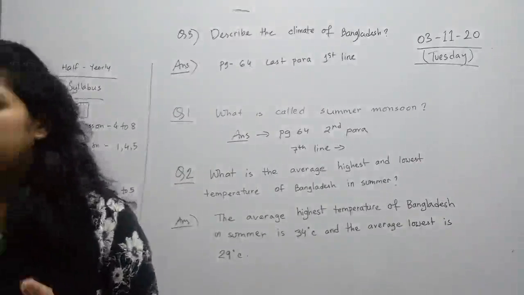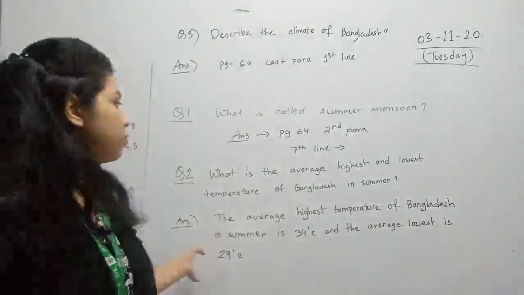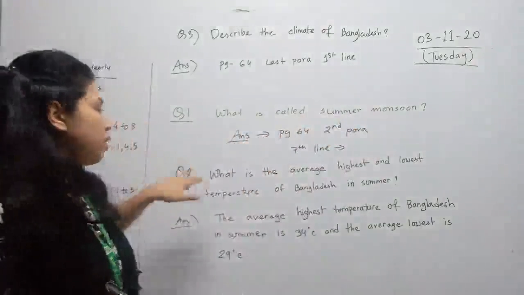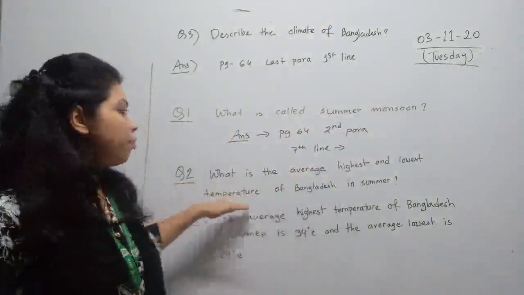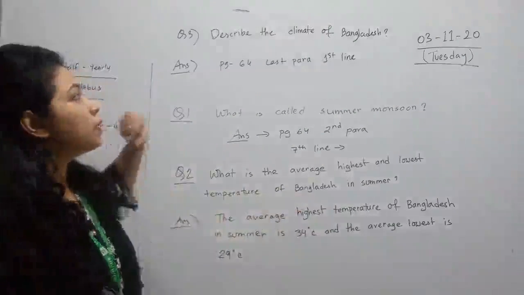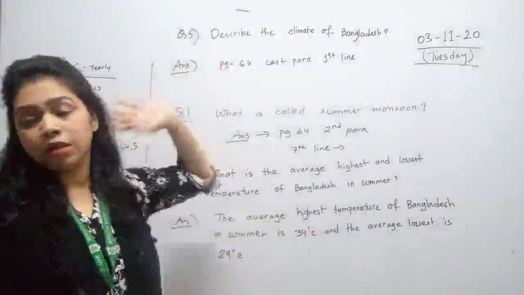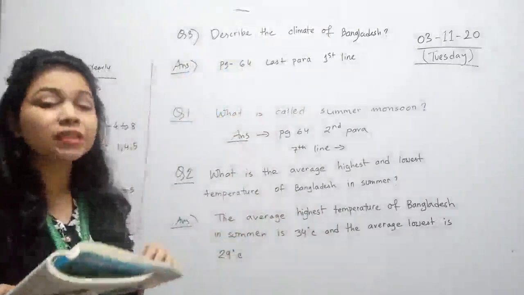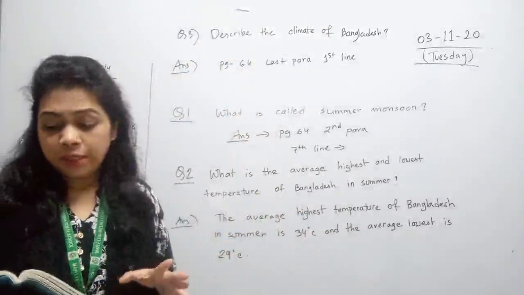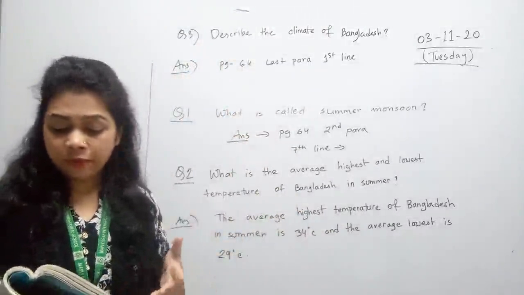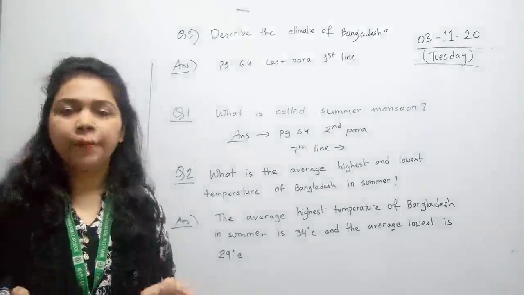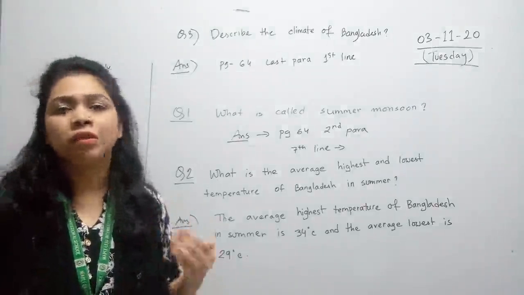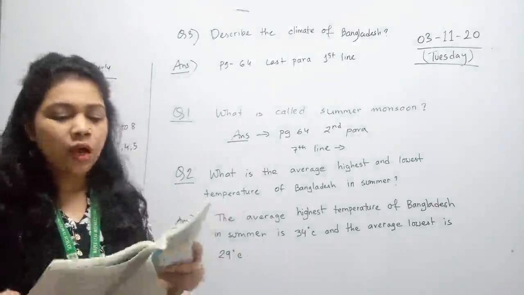And today I have given three questions. Number one is what is called summer monsoon. Second one, what is the average highest and lowest temperature of Bangladesh in summer? Lastly, describe the climate of Bangladesh. For this answer, 64, last para, first line, the climate of Bangladesh is moderate. It means effects of favorable and adverse weather is equal here. That means we are having a moderate climate where you can have the favorable and the unfavorable parts of the weather as well.